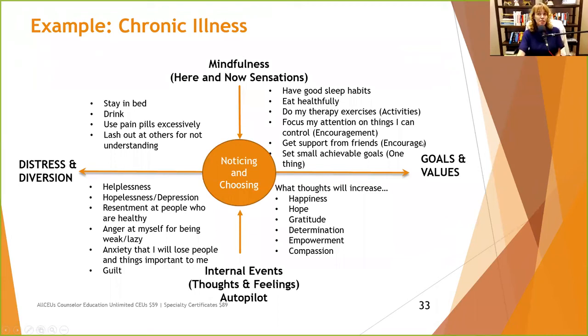Have good sleep habits. That's going to help prevent it. Eat healthfully. It's probably going to help prevent exacerbation, at least. Do your therapy exercises. That goes with activities in the Improve and Accept acronym. So therapy activities, they're not always the most fun if you've ever been in physical therapy, but knowing that they will help you achieve your goal of being pain-free or not having the chronic illness, there's some motivation to do it. Focus your attention on things you can control.